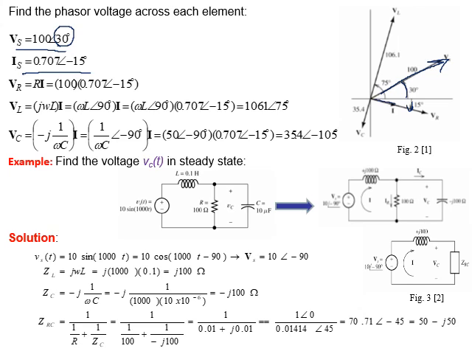This is the current. Now let me ask you a question. What is the phase shift between voltage and current? You will say it's 45 because 30 plus 15 is 45. Correct.